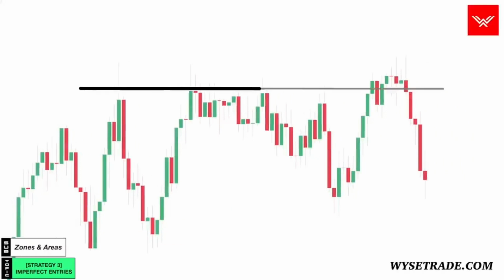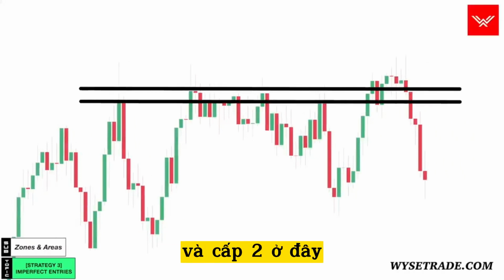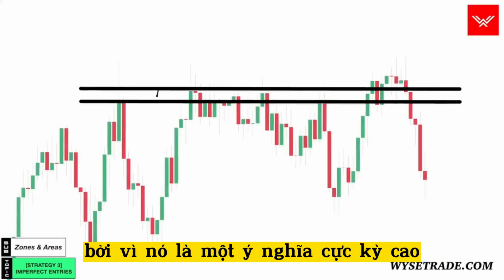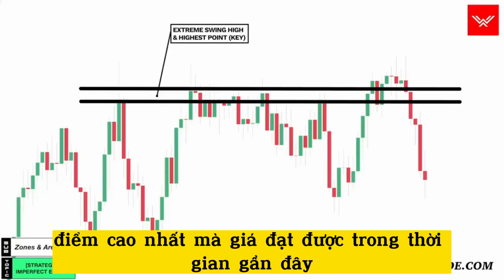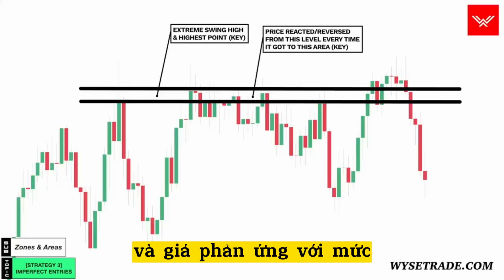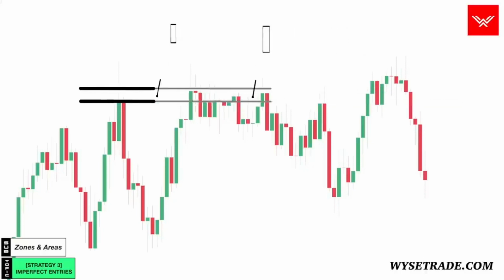To the left, level 1 here and level 2 here. This is clearly a very key level because it is an extreme swing high, meaning the highest point that price has reached in recent time, and price reacted to the level every time price touched it without being able to push through.